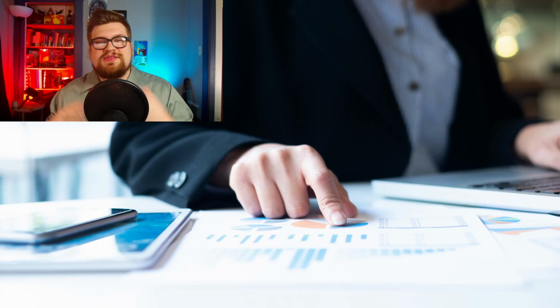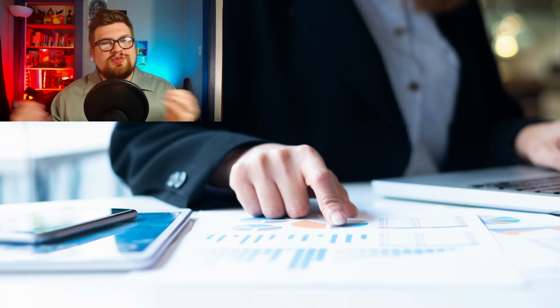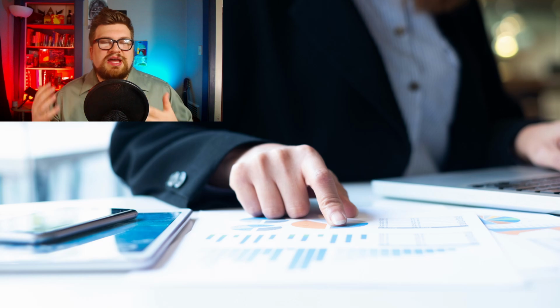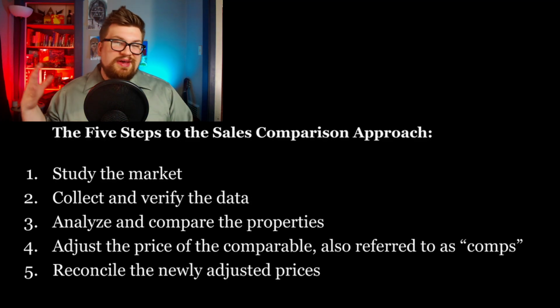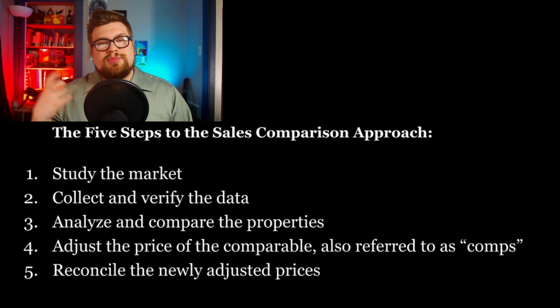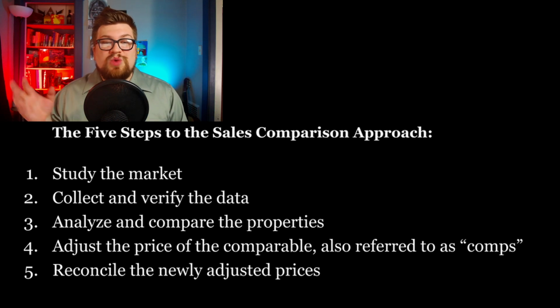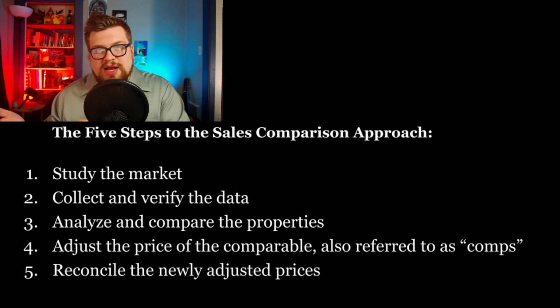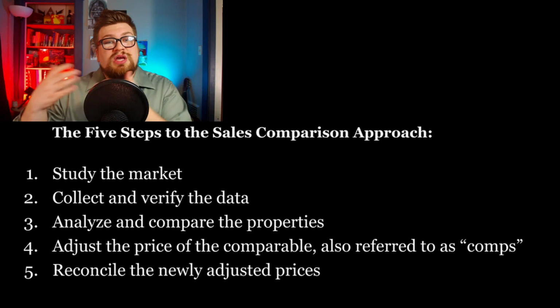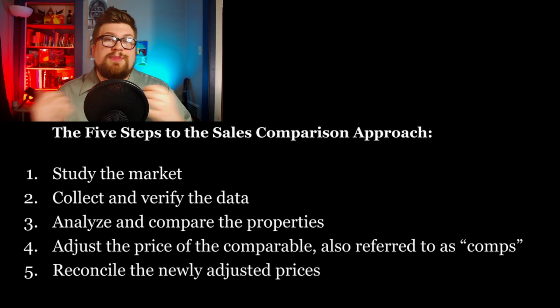So what are the steps to the sales comparison or market data approach? Well, the 5 steps are as follows. 1, study the market. 2, collect and verify the data. 3, analyze and compare the properties. 4, adjust the price of the comparable, also referred to as comps. And then 5, reconcile the newly adjusted prices. These steps help necessitate a direct comparison of the subject property, the one being appraised, to the other sold or listed properties by the appraiser.